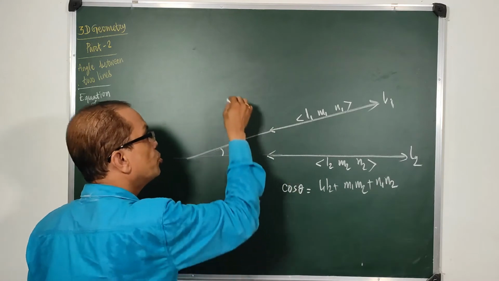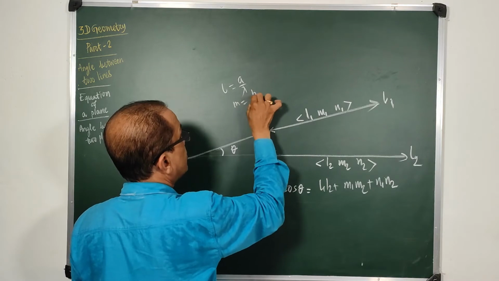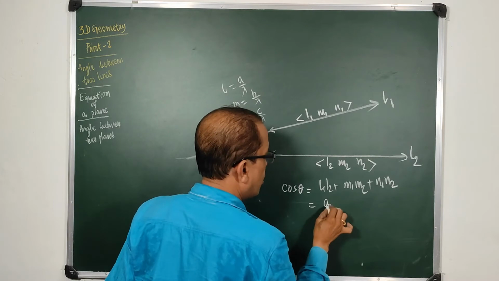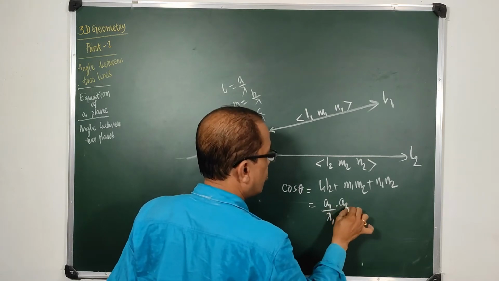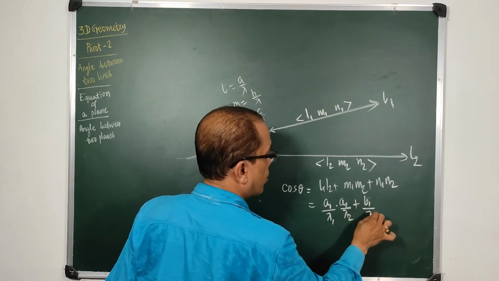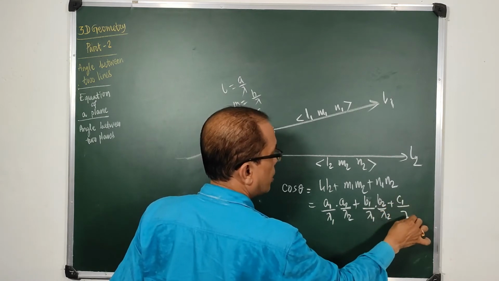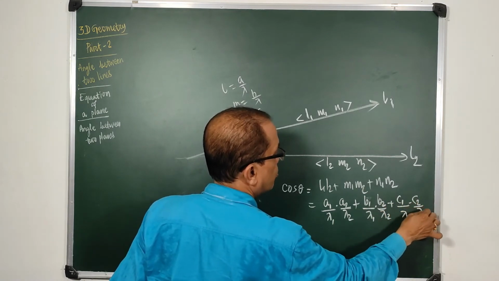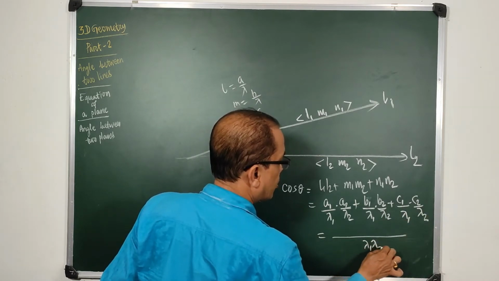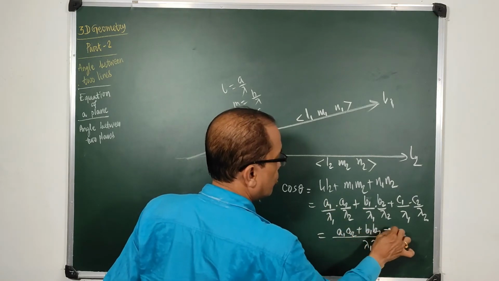And if we put the values l equal to a by lambda, m equal to b by lambda and n equal to c by lambda, then this becomes a1 by lambda 1 into a2 by lambda 2 plus b1 upon lambda 1 into b2 upon lambda 2 plus c1 by lambda 1 into c2 by lambda 2, which on further simplification gives you 1 over lambda 1 lambda 2 times a1 a2 plus b1 b2 plus c1 c2.